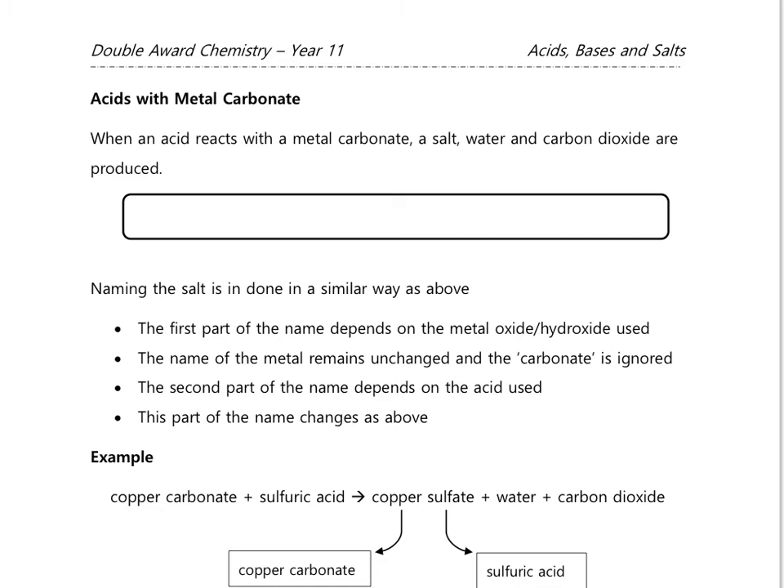So the last type of reactions of acids is acids with metal carbonates this time. And we'll have a look to see how our equation is a little bit different. And it's these general equations that are the most important things here.